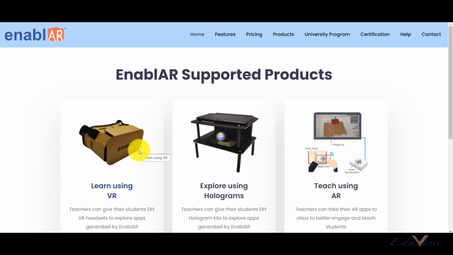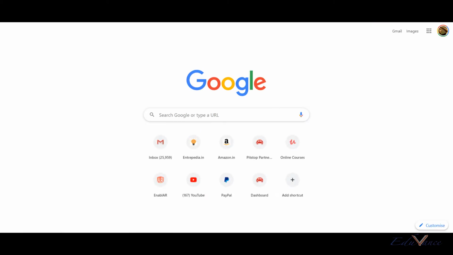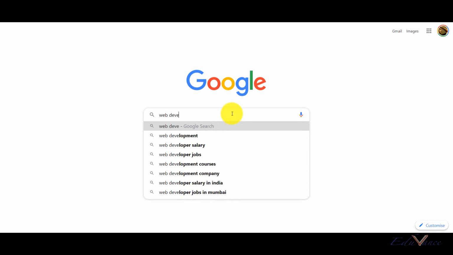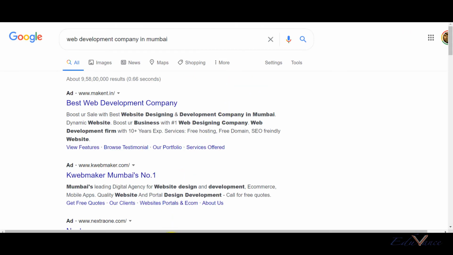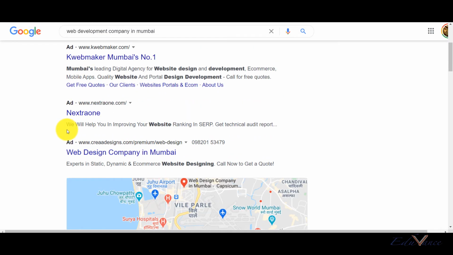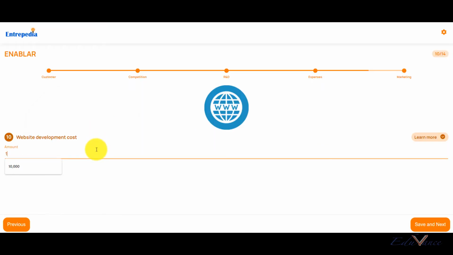How did we find out? We spoke to a few web development companies. And how did we find those web development companies? We just Googled them. And on Google, we just went ahead and searched for web development companies. And so we searched for a web development company in Mumbai and we found a few of them. And we spoke to them and we asked them what it would take to build a website like this. And they said that it would cost us 1 lakh rupees.